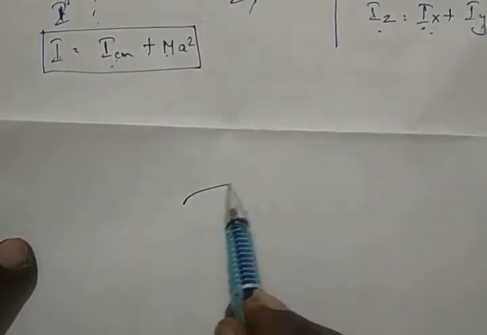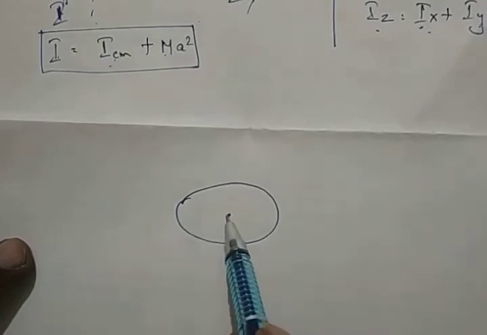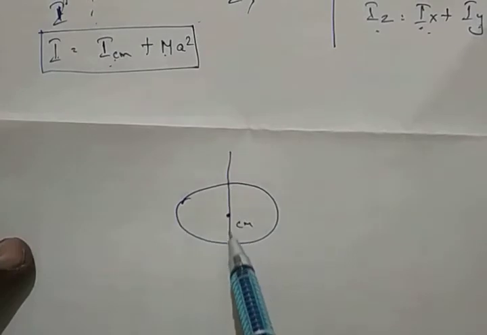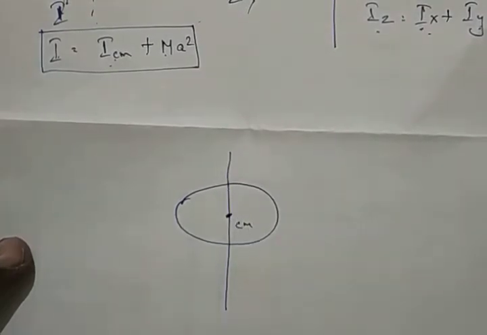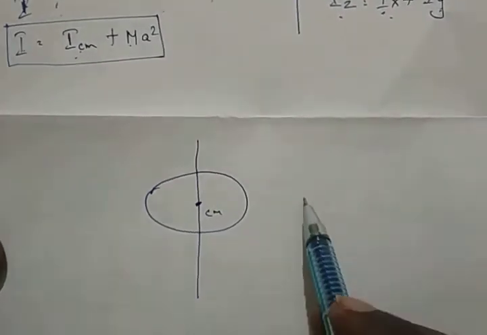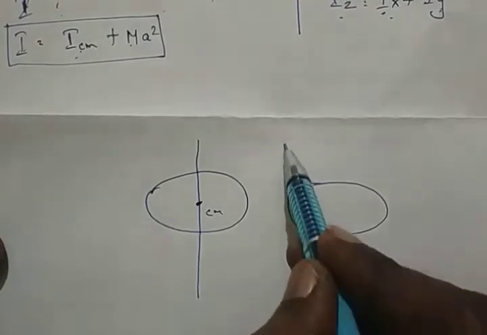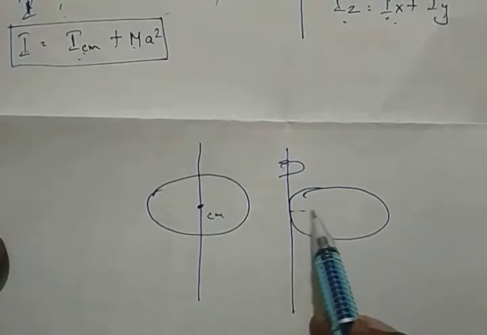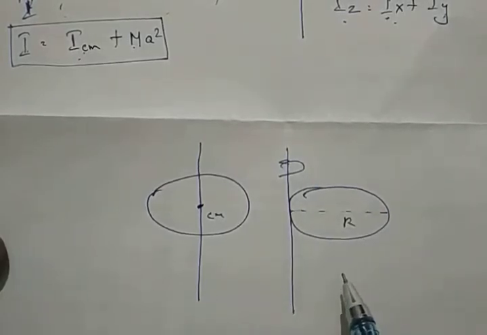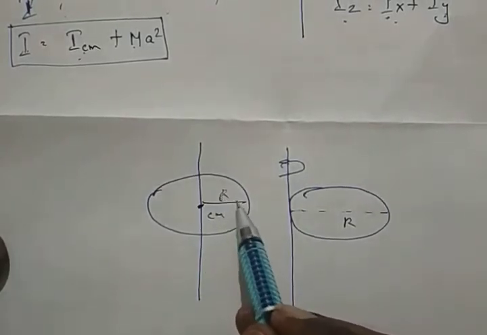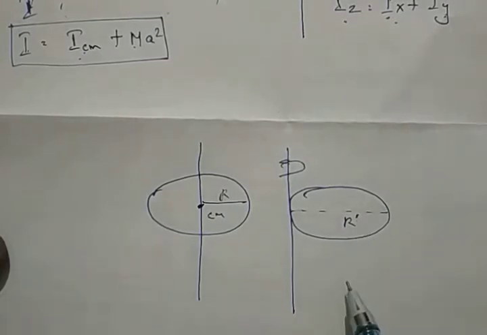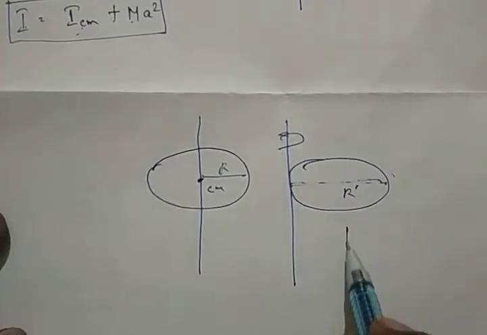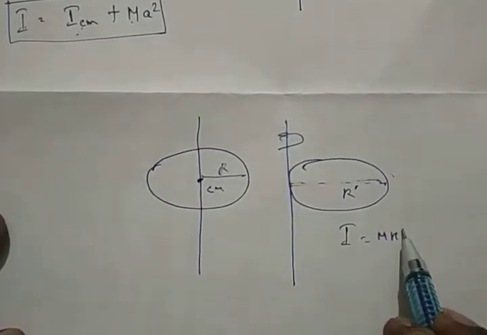In the beginning itself I said there is a center of mass of a body, this is the center of mass, and when you make a body rotate along the center of mass, it is the easiest thing to do. The same body, if you make it rotate along the tangent, then the distance will be too high. This distance will be less. This will be R dash, you can say. The more the distance, the more the moment of inertia will be.